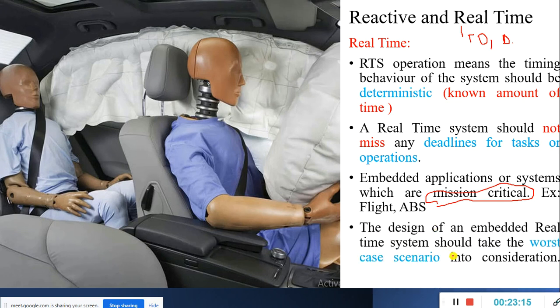Another very important point here regarding the design of these embedded systems: the testing of the device, which is nothing but testing of your algorithm, should be done for the worst-case scenario. Now it has to be considered, and the design of the embedded system should be real time. So considering the worst-case scenario, these are the best examples for real-time systems.